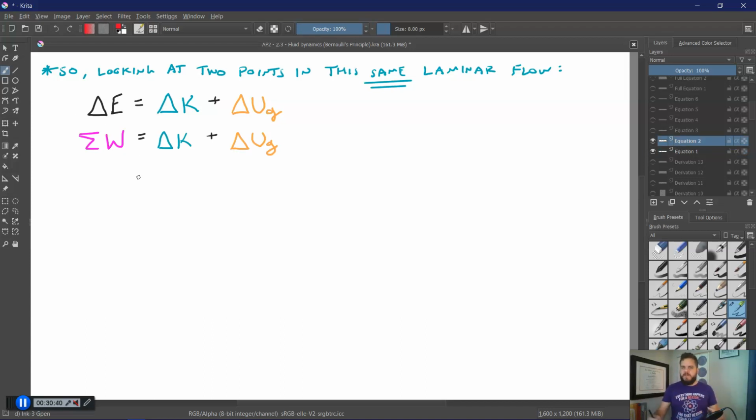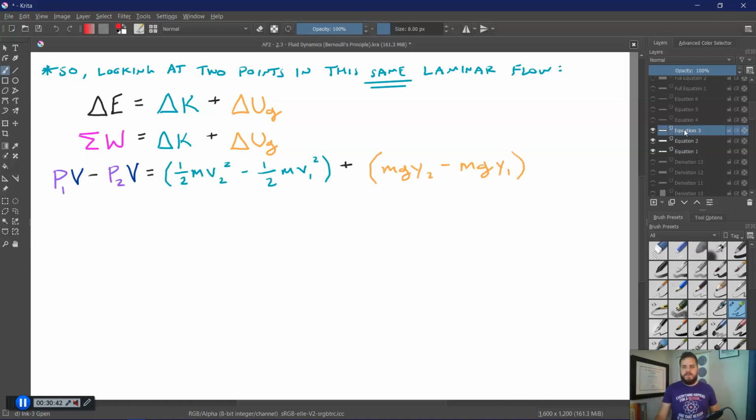Now let's go ahead and expand these equations out. The net work we just saw in the previous set of slides was P1V minus P2V: the pressure at point 1, the pressure at point 2, and the volume. If we look at the change in kinetic energy, the kinetic energy equation is 1/2 mv squared. The mass is not going to change, it's just the velocity that changes. So we have 1/2 mv2 squared minus 1/2 mv1 squared.